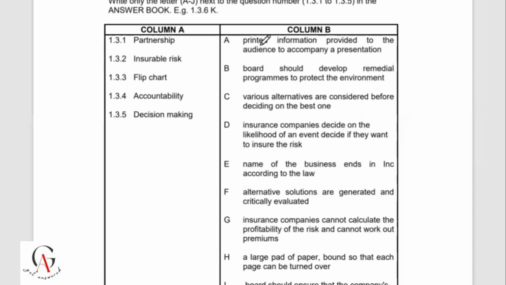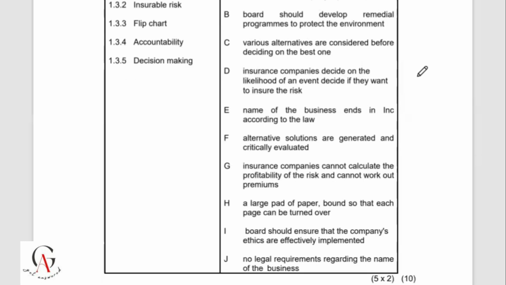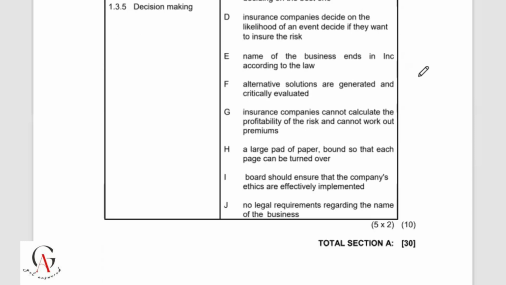Printed information provided to the audience to accompany presentation. Board should develop remedial programs to protect the environment. Various alternatives are considered before deciding on the best one. Insurance companies decide on the likelihood of event, decide if they want to insure the risk. Name of the business ends in INC according to the law. Alternative solutions are generated and critically evaluated. Insurance companies cannot evaluate or calculate the profitability of the risk and cannot work out the premiums.